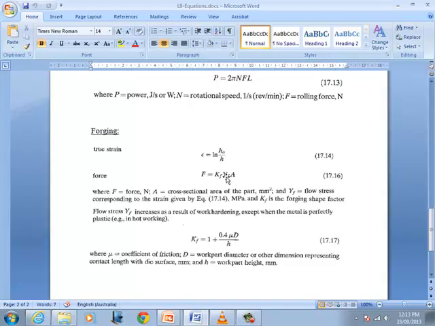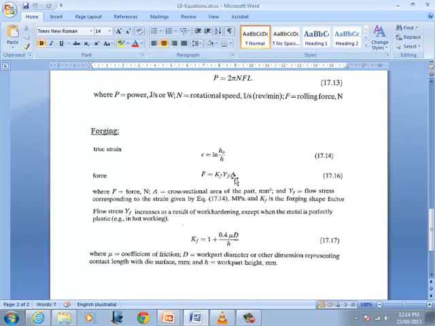However, we still need to compute area as well, which is now different. When height reduces, area increases. So we've got to work out the new cross-sectional area. We've got the same volume of the material. When height reduces, what happens to diameter? It increases. When diameter increases, area also increases. We've got to substitute the right value for A.